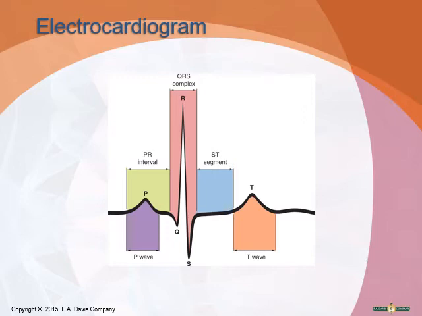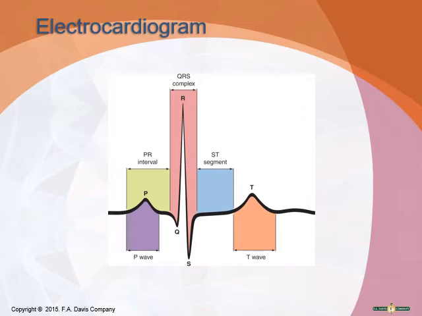First, the P wave. The P wave at the beginning represents atrial depolarization, or the transmission of electrical impulses from the SA node through the atria. This P wave occurs right before the atria contract. The PR interval represents the time it takes for the cardiac impulse to travel from the atria down to the ventricles.